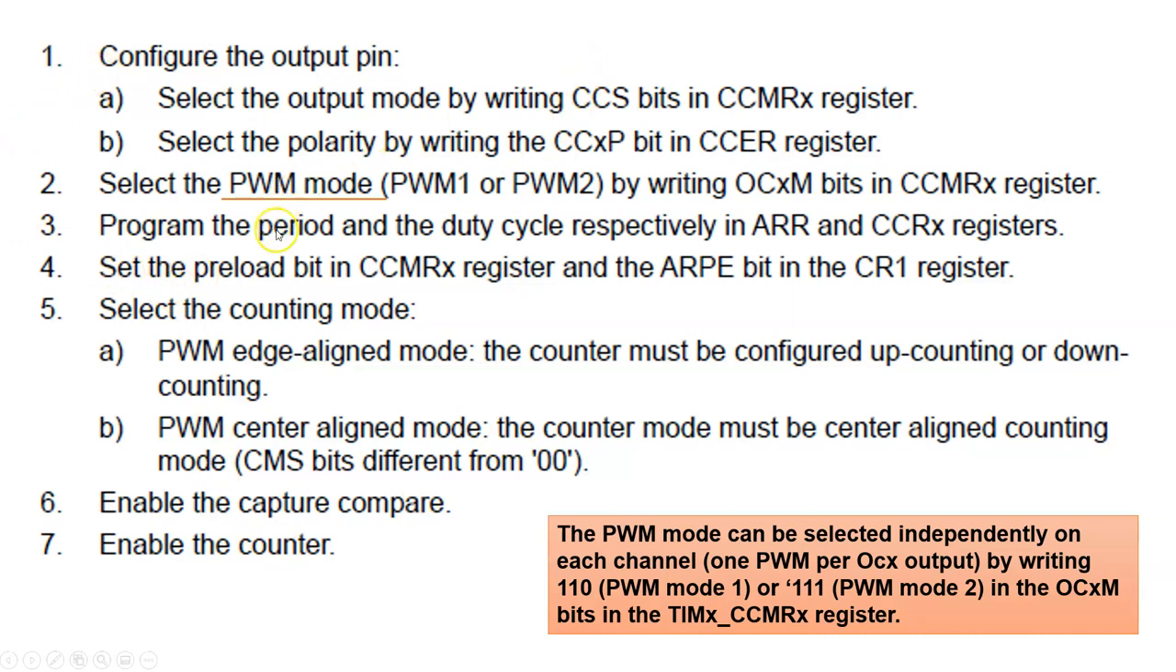This is the procedure that's described in the reference manual. It says select the output mode by writing CCS bits in the CCMR register. Select the polarity. Select the PWM mode, 1 or 2. Program the period and the duty cycle. Set the preload bit in the CCMR register and the ARPE bit in the CR1 register.